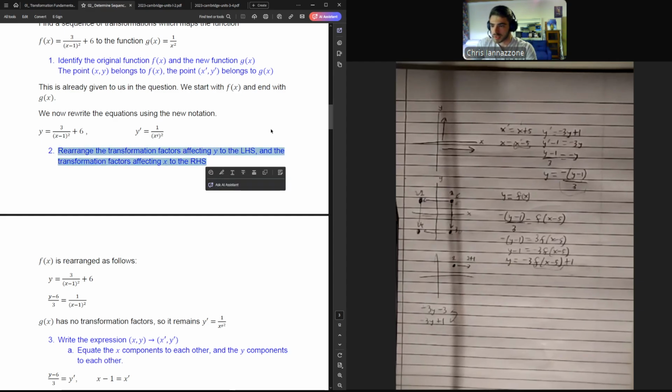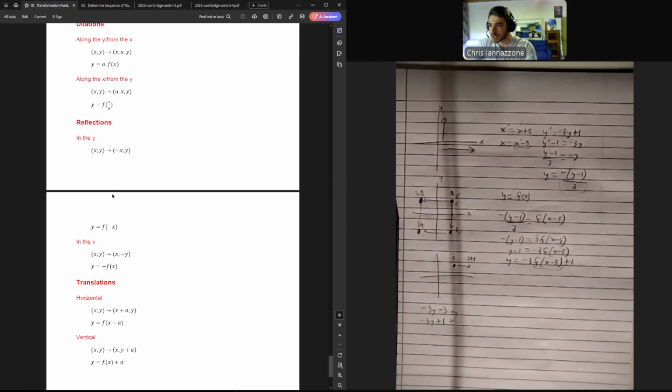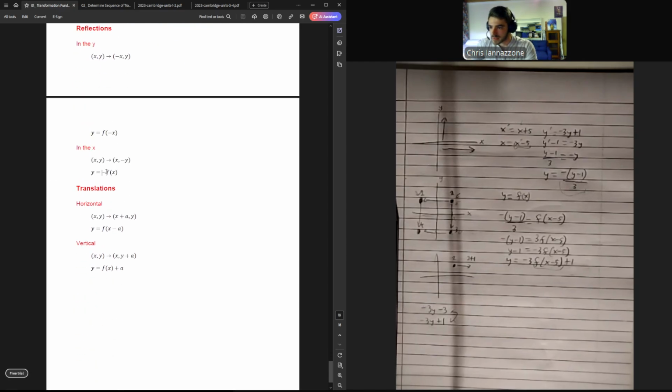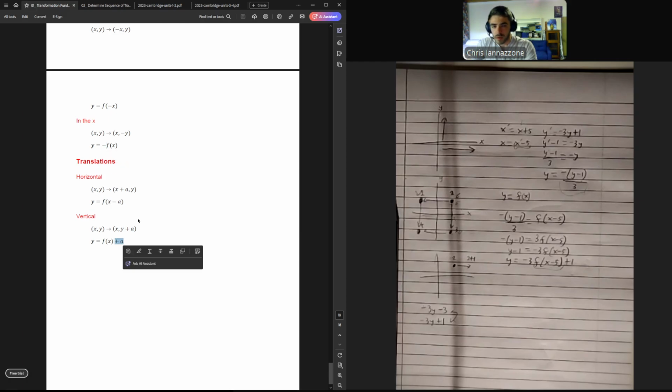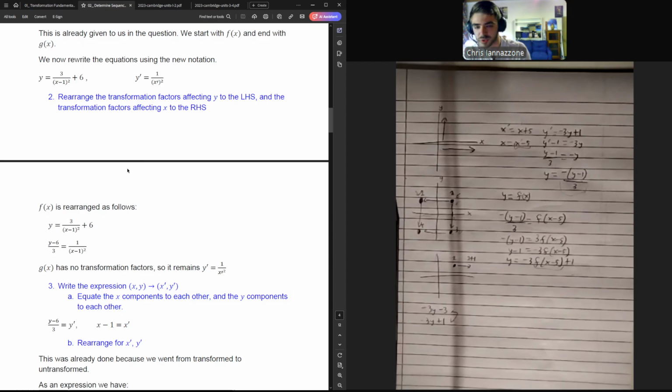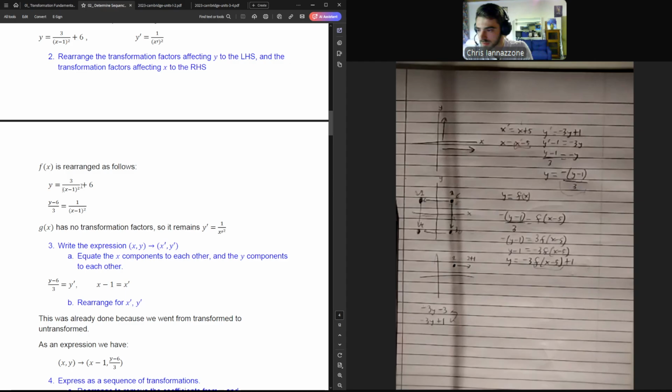From there, we just want to identify what transformation factors are affecting y and which ones are affecting x. This is where having this sort of cheat sheet can be helpful, because if you can identify, okay, this is affecting y, this is affecting y, and this is affecting y, then this will make this step a lot easier. In fact, it's actually required, pretty much. So if you want to get everything that affects the y onto the y side, that's going to be this plus 6, which is a vertical translation, and it's going to be this dilation factor of 3 along the y, or from the x. To rearrange, it would just be a matter of subtracting 6 from both sides and dividing by 3.